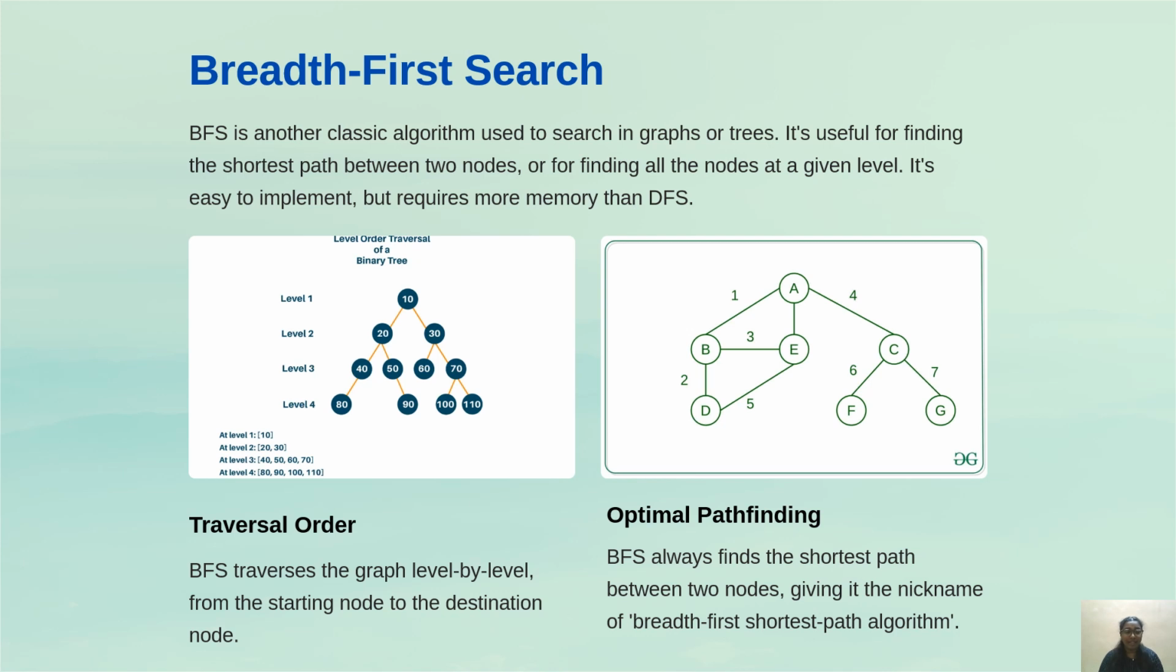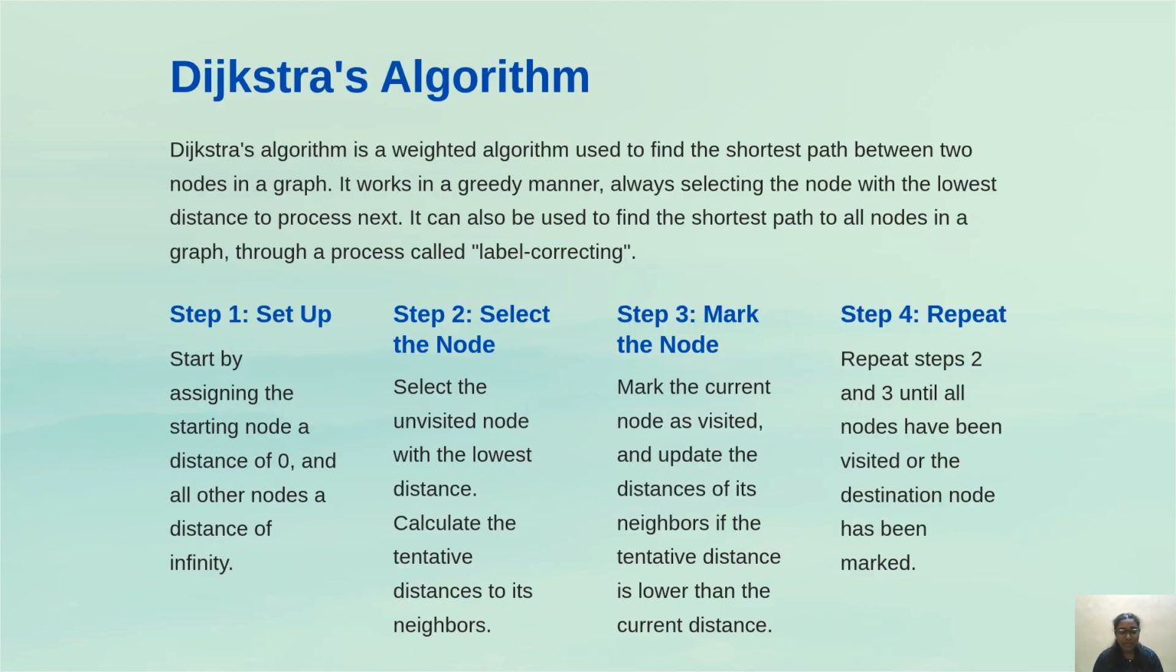We have traversal order and optimal pathfinding in BFS. Coming to the traversal order. In traversal order, BFS travels the graph level by level from the starting node to the destination node. Coming to the optimal pathfinding, BFS always finds the shortest path between two nodes, giving the nickname of breadth first shortest path algorithm.